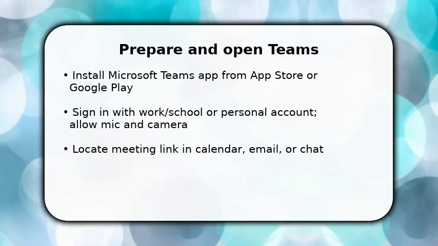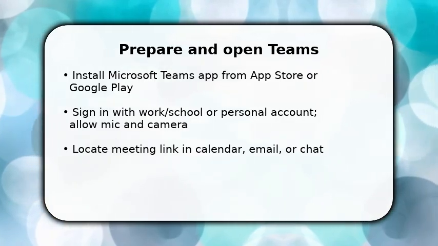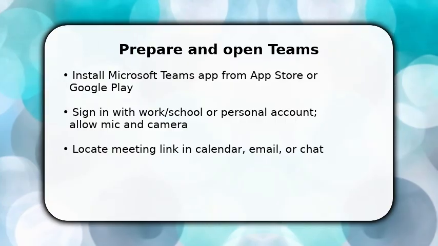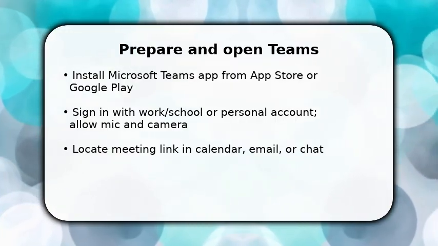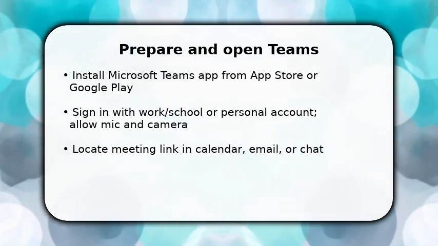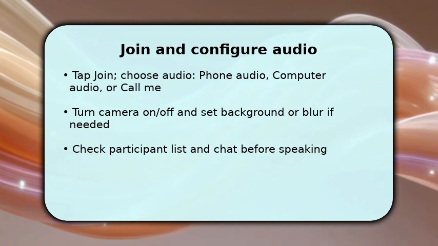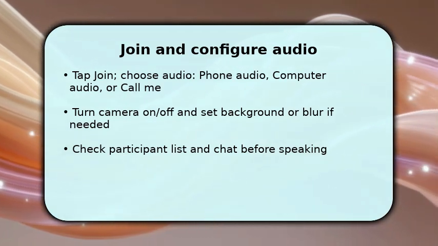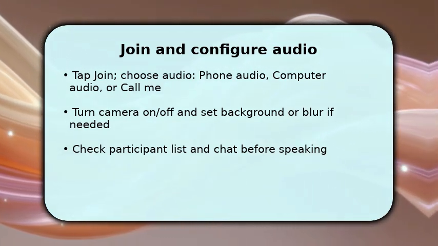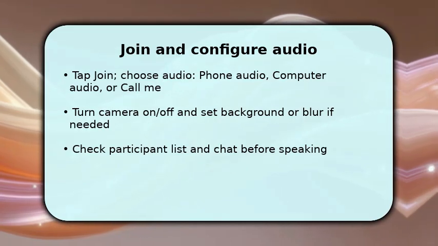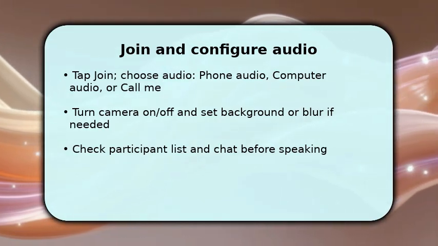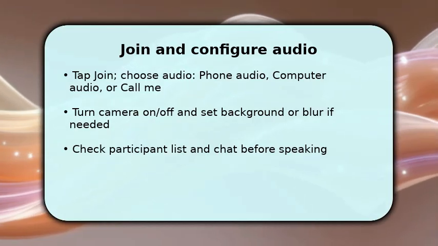Make sure your phone is on a stable network, Wi-Fi preferred, and that you have any passcode or lobby details ready before you join. When you tap Join, you'll see audio options. Select Call using phone audio or use device audio. Choose Call Me if you need Teams to ring your number. You can toggle camera and set background blur for privacy. Use the preview to confirm framing.